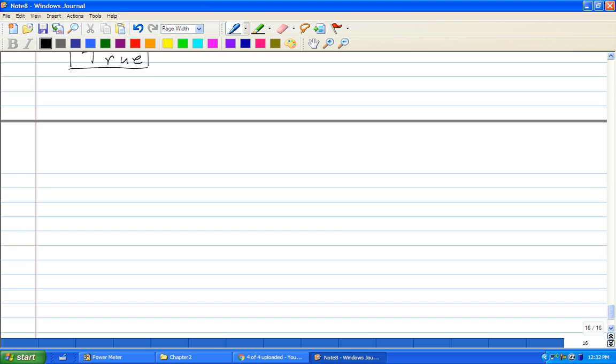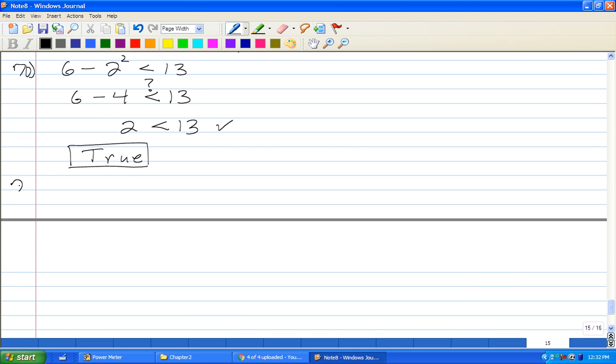Let me do problem number 74. 6 squared not equal to 7 times 4 divided by 2. So let's check that. Well, 6 squared is 36. Is that not equal to 7 times 4 divided by 2?